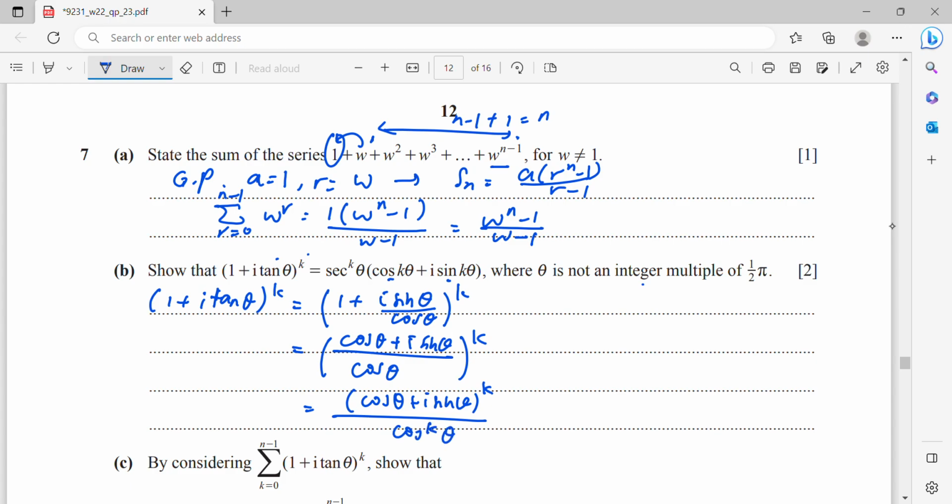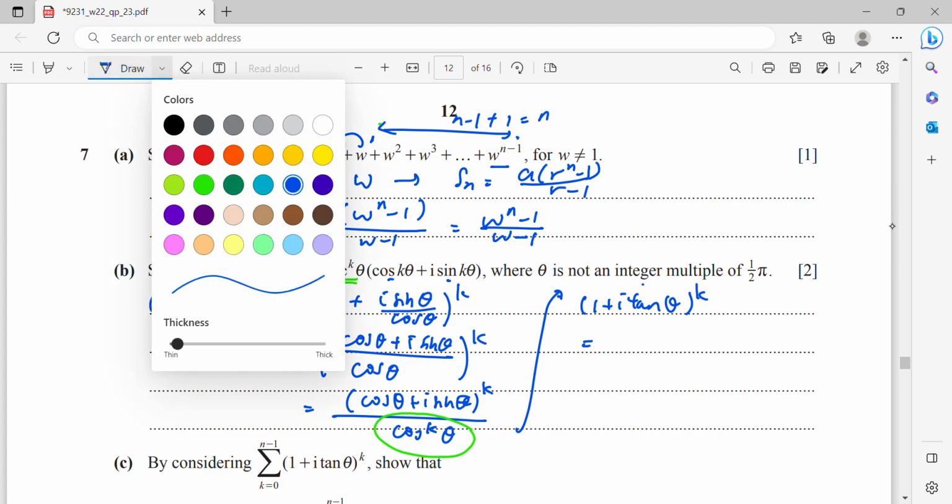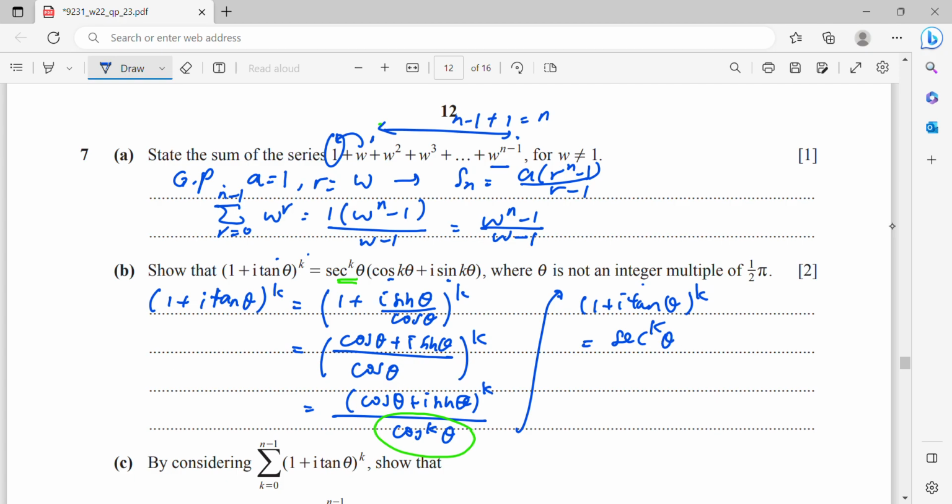So according to De Moivre's theorem, for the numerator, the power k can be brought in. So that's why this (1 plus i tangent theta) to the power k equals to, now this is cos, see, this is 1 over cos to the power k theta. 1 over cos, we know that is secant. That's why this is secant. Okay, so I will get secant to the power k. And then for the numerator, this one is based on De Moivre's theorem. So it will be cos k theta plus i sin k theta. Okay.